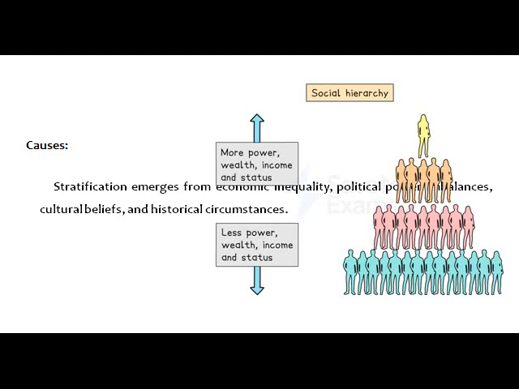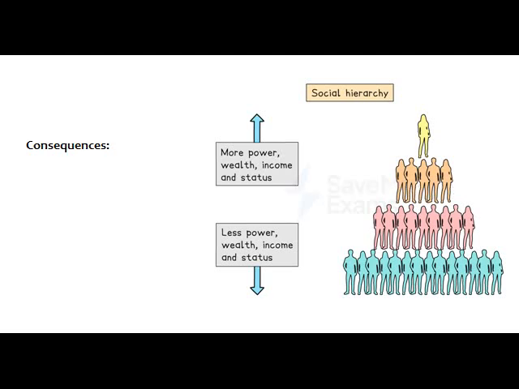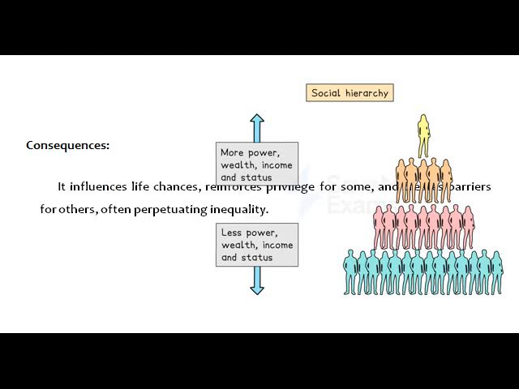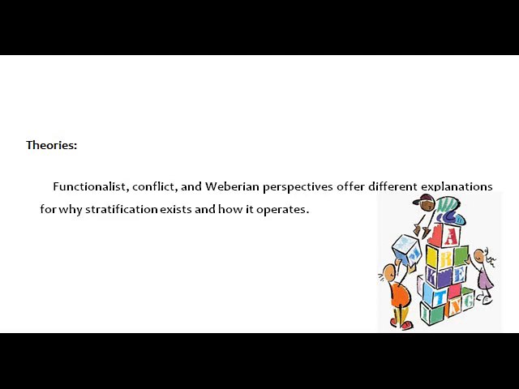Stratification emerges from economic inequality, political power imbalances, cultural beliefs, and historical circumstances. Consequences. It influences life chances, reinforces privilege for some, and creates barriers for others, often perpetuating inequality. Theories. Functionalist, conflict, and Weberian perspectives offer different explanations for why stratification exists and how it operates.